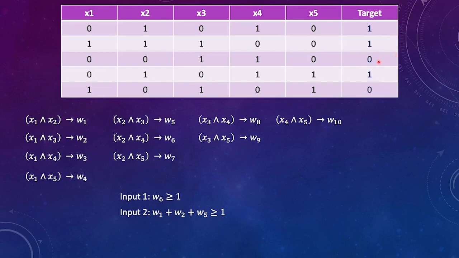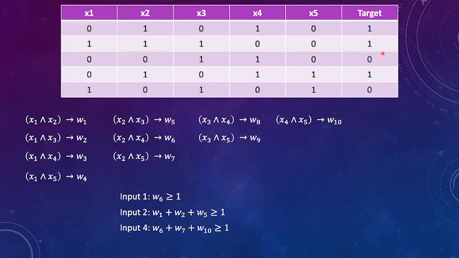So we'll talk about the third input in a minute, but let's talk about the fourth input. It's kind of similar to the second one, right? So again, we have three possible clauses that can help us classify that example as positive, right? So if we just write it down, it will look something like w6 plus w7 plus w10 is greater or equal to 1. Right? So if you want, you can just pause the video and see that I did basically the same thing that I did for input 2.